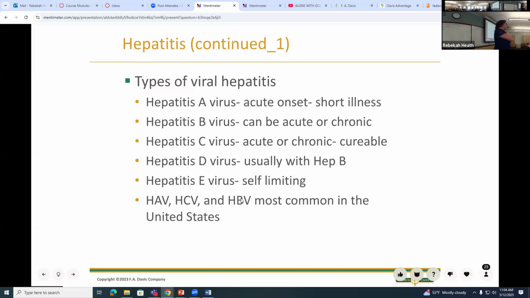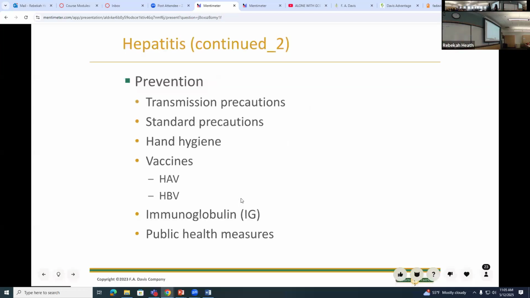B and C are what we look at a lot in healthcare, as far as the chronic illnesses. So prevention is the biggest piece that we talk about with hepatitis because for the most part, they're pretty preventable. When we think about vaccines, you guys all had to have the hepatitis B vaccine for the program.